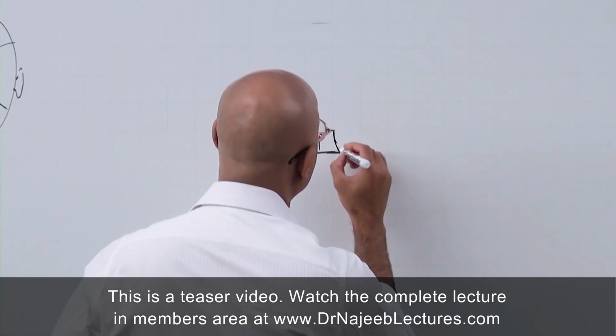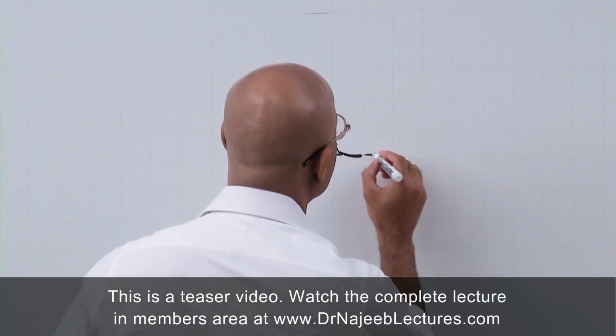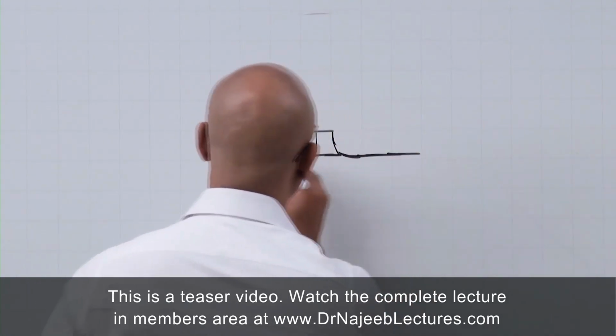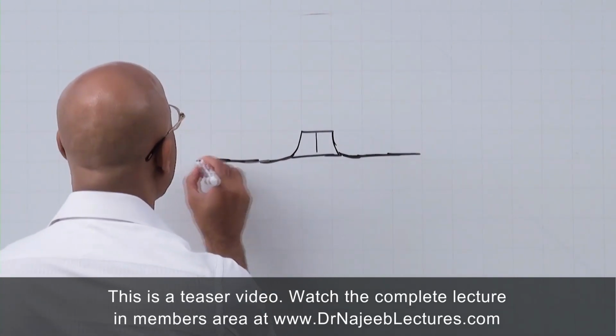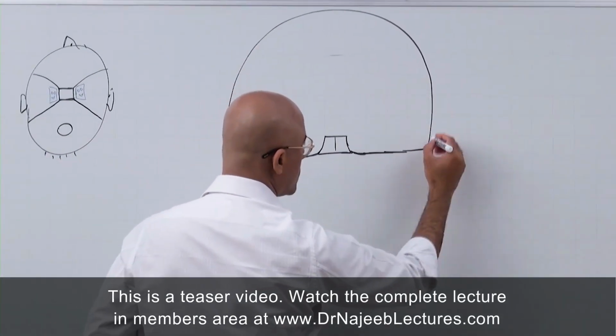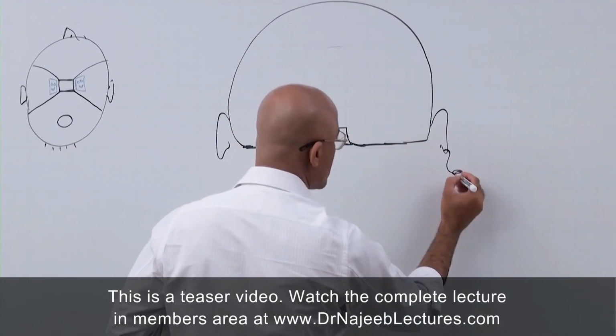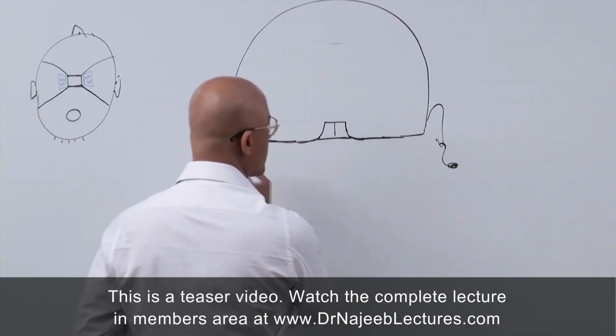And here there is the greater wing on the side. Here is the petrous part of the temporal bone going on the side, and then you know that you have ears on the side. Is that right? I don't know, maybe. Okay, put something here so that females can be happy.